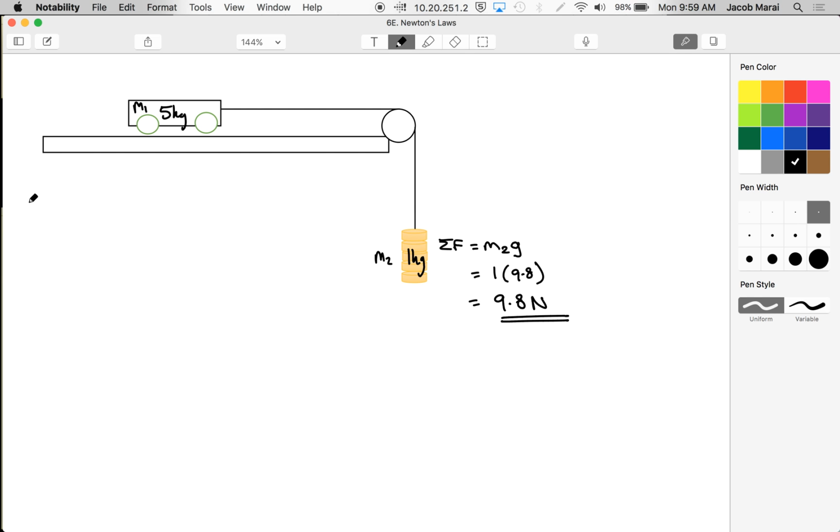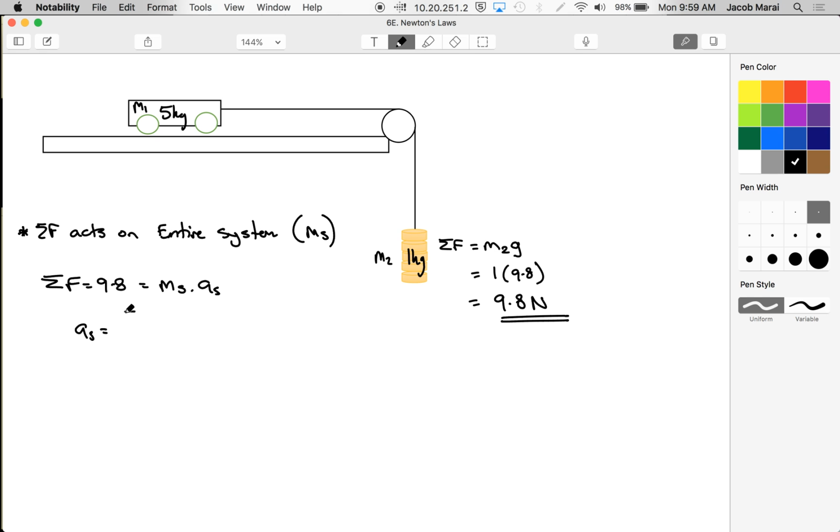Okay? So could we just write here, the sum of all forces acts on the entire system, which we will call M subscript S. So we can say that the sum of all forces is 9.8 newtons, which is the mass of the system times the acceleration of the system. That's Newton's second law right there. So we can figure out the acceleration of the system. It's going to be the sum of all forces divided by the mass of the system.